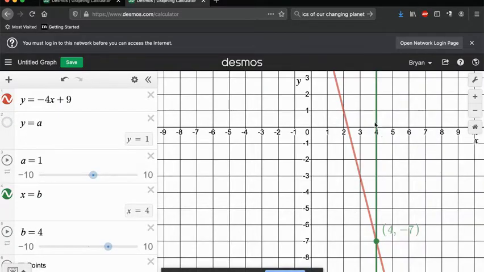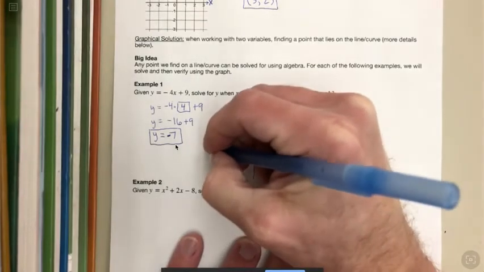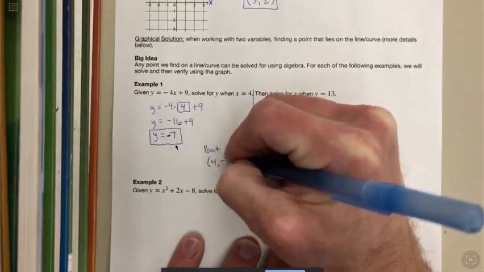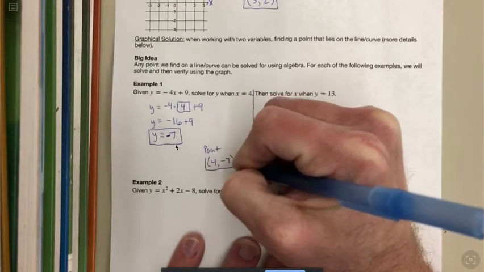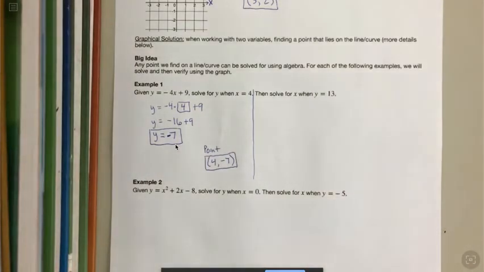Notice how when x equals 4, if I travel all the way down to my line, I can see that the y value is -7. So what I'm trying to get at here is when I give you an x value and say find the y value, those two numbers represent the point (4, -7). So that point is a solution along my line.